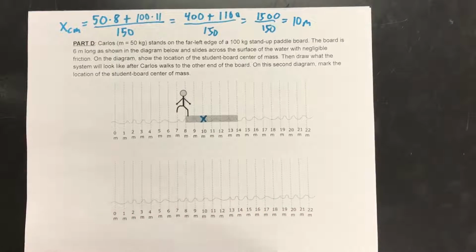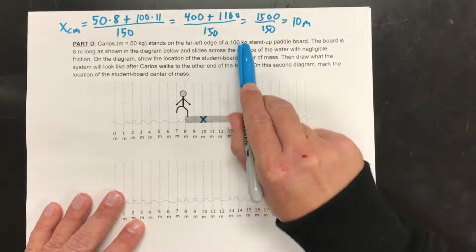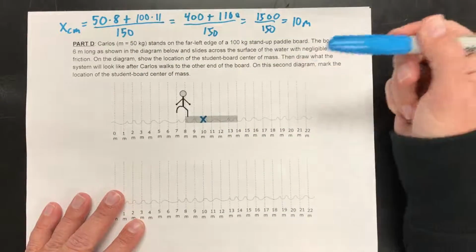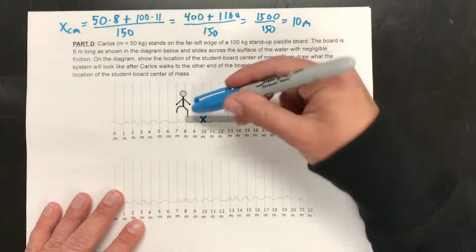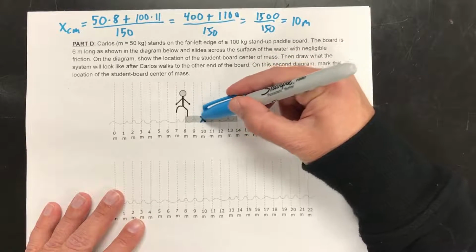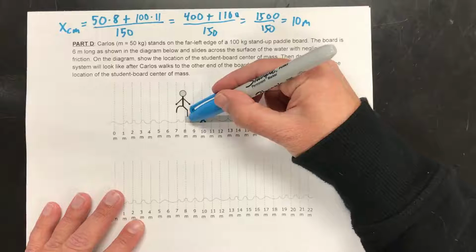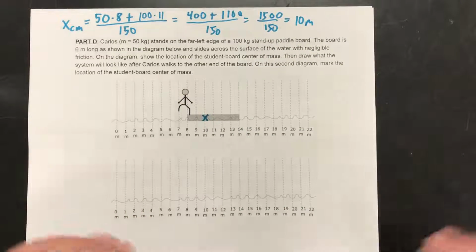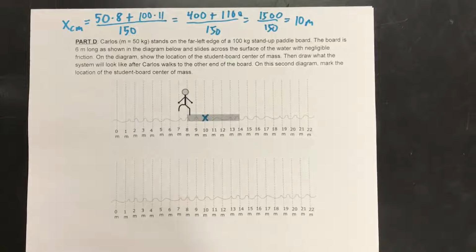This also makes sense from another point of view. Since the board is twice the mass of Carlos, the center of mass should be twice as close to its center of mass. So here we're 1 meter away from the board center, but we're 2 meters away from Carlos's center. So that makes sense from that type of reasoning as well.